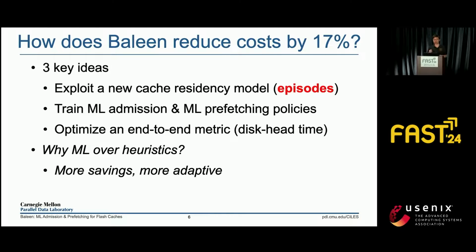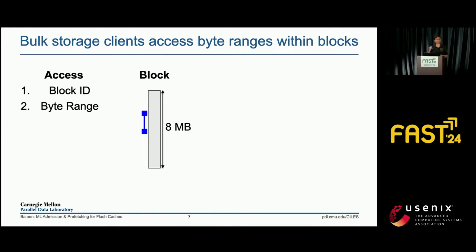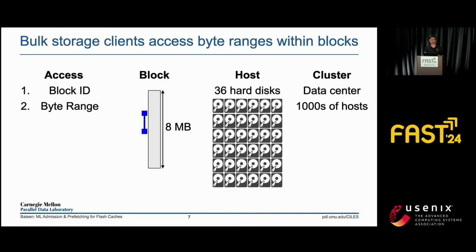Now I'm going to dive into how caching works in bulk storage. These are block storage systems, meaning that clients access a byte range within fixed size 8 megabyte blocks, and these blocks don't overlap. These blocks live on hard disks, which live on hosts, and each cluster can span an entire data center and have thousands of these hosts. So I'm going to look at what happens for one block on one host without loss of generality.